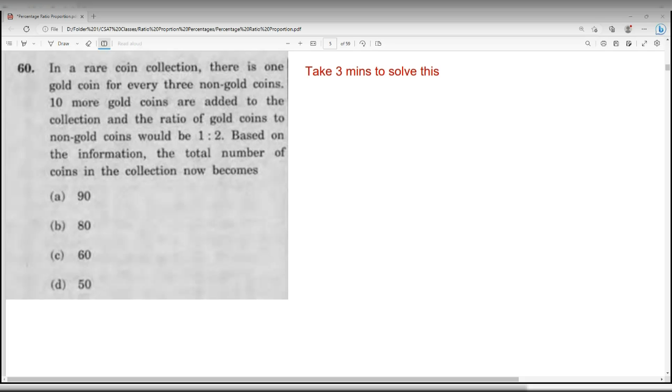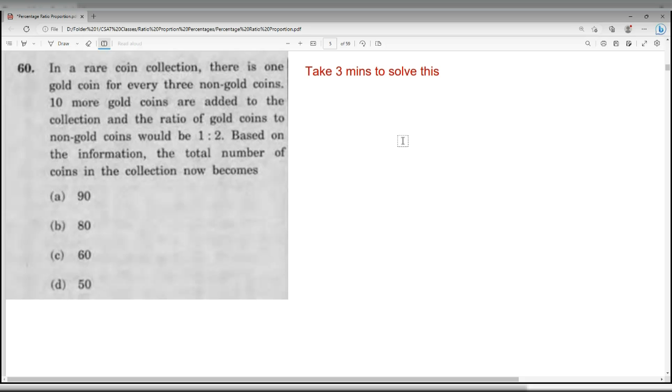So there are only 4 votes. Please select the options that you have got. 50% have got option A, 20% have got option B, 30% have got option C, and nobody has got option D. So we'll see how to solve this question.